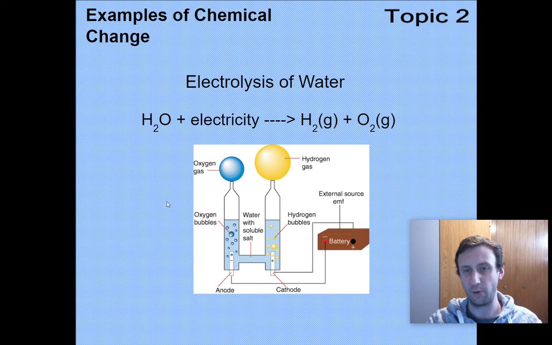We can split apart water into hydrogen and oxygen. This is done in something called a Hoffman apparatus, which is what this picture is actually of, where I connect a power supply to water that normally has an electrolyte like sodium sulfate in it. And then from there, as electricity goes through, I can make hydrogen gas and oxygen gas.